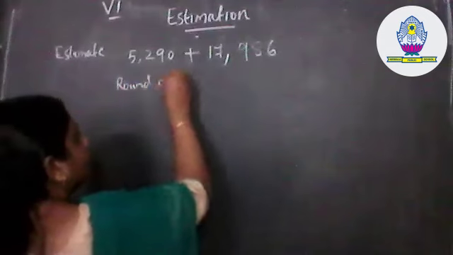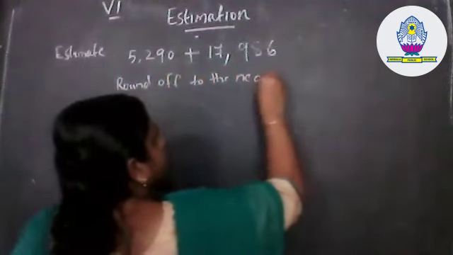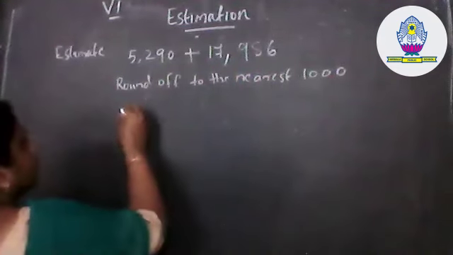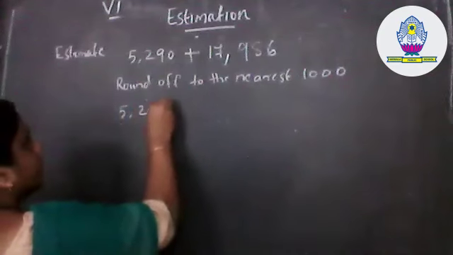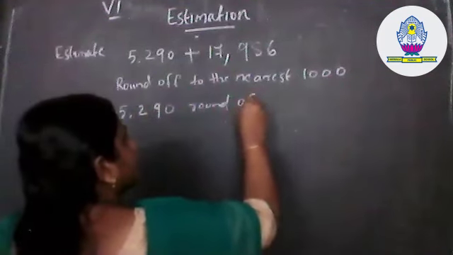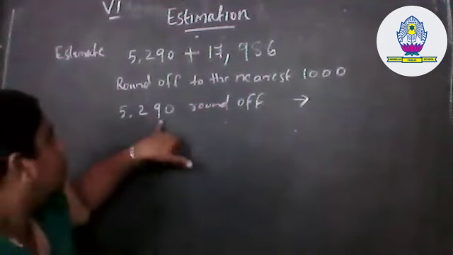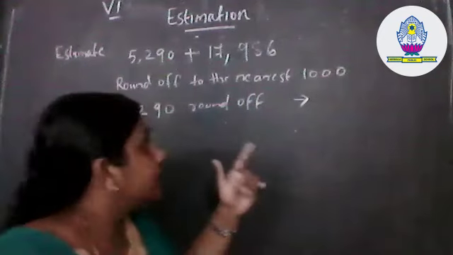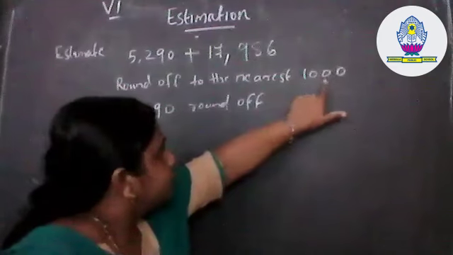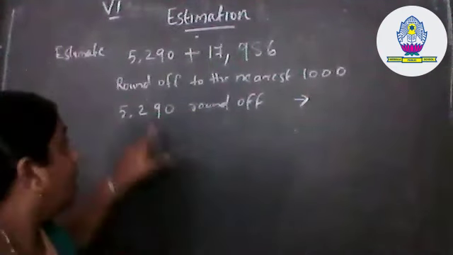First we round off to the nearest 1000. First, 5290 round off. How to round off to the nearest 1000? If we convert it to the nearest 1000, then we take the digits in the hundreds place.